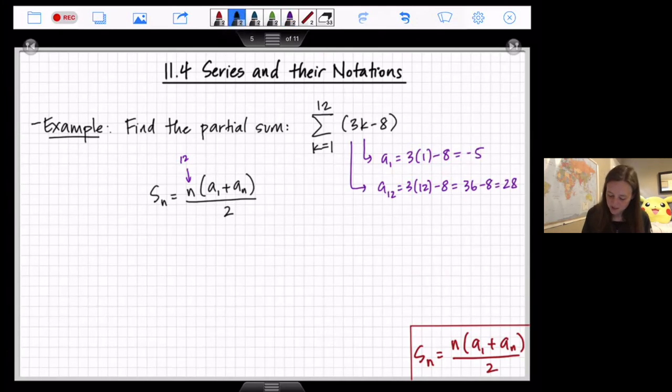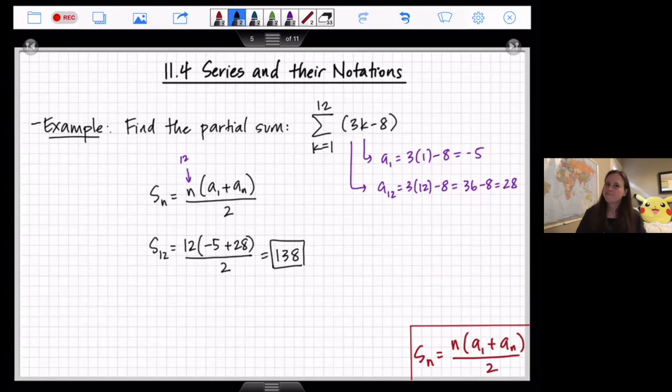So let's just plug in. We've got our 12th partial sum equals 12 times -5 plus 28, all divided by 2. Plug it into the calculator. We get 138. All right, so that's our last one for partial sums of arithmetic sequences. We'll talk about a shortcut formula for partial sums of geometric sequences whenever we meet together in class.